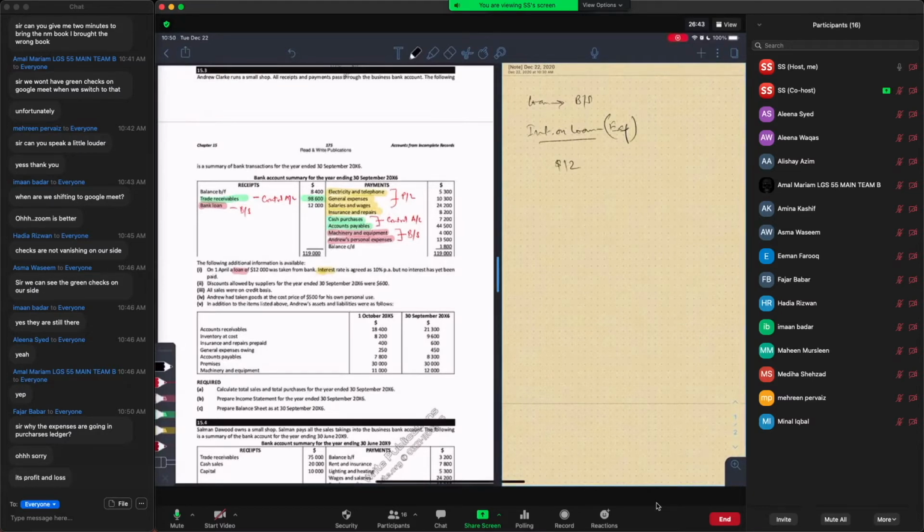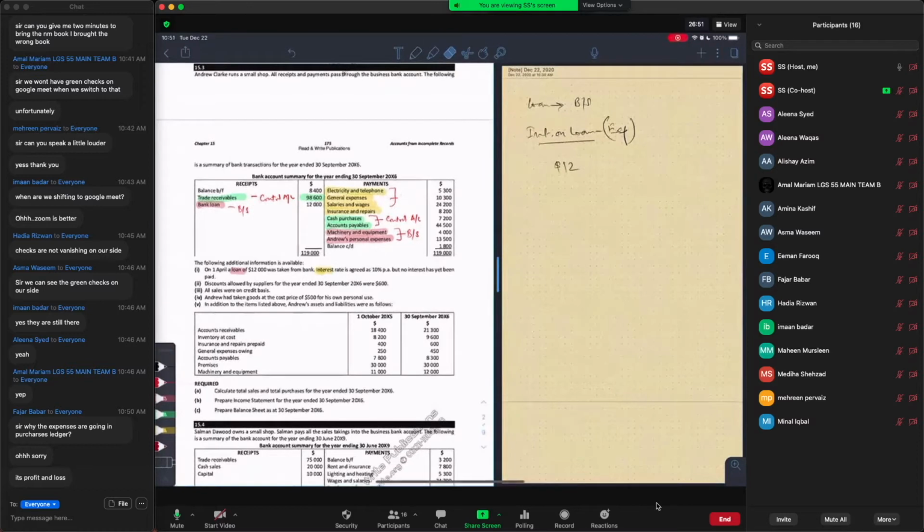So why are the expenses going in the purchase ledger? No, it's not the purchase ledger. It's the income statement. Let me change. My fault. Yes, you're right, absolutely right. It's the income statement, the profit and loss section. The second half of the income statement is what I refer to. Okay, so let's refer to the income statement, right?